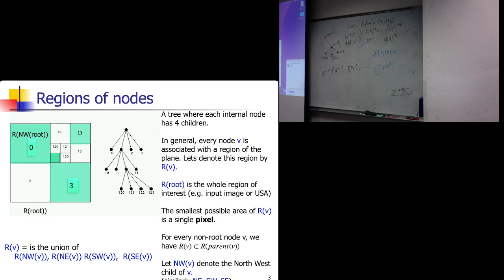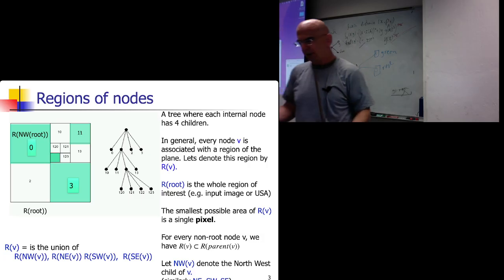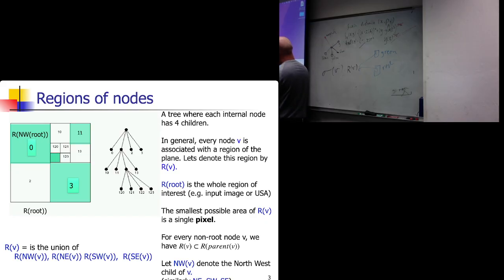And in a quad tree, every node either has 0 children, making it a leaf, or it has 4 children. It's not a binary tree. It's easy to make it into a binary tree by saying I'll split the 4 into 2. But by definition, every node has either 0 or 4 children. So, who are the children of the root? One of them will be the northwest side of the root. One will be the northeast side of the root, the southwest, and the southeast.